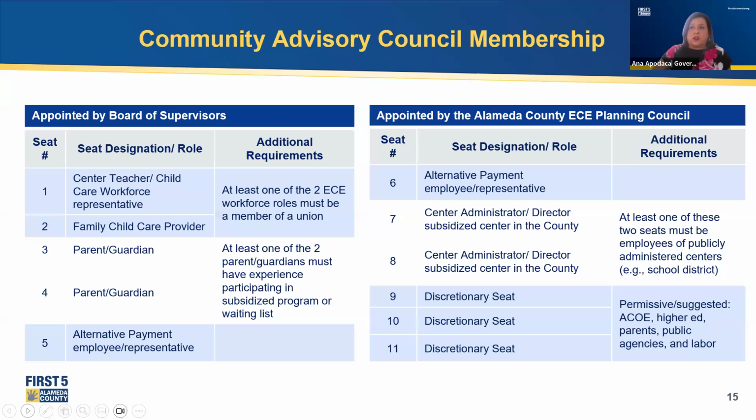As you can tell, right now we have on the screen the 5 seats under the Board of Supervisors, their seat designation and roles, as well as additional requirements, and all of this is in the measure, as well as the local planning council's 6 seats, their seat designations and roles, and their additional requirements. Next slide.